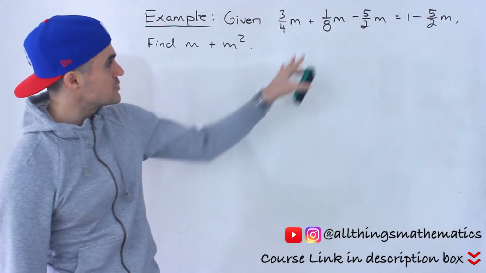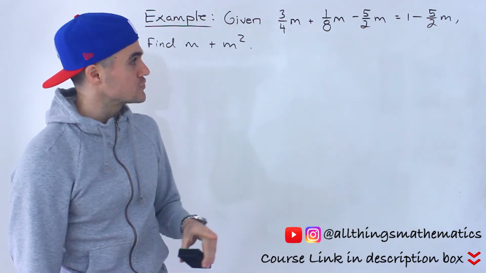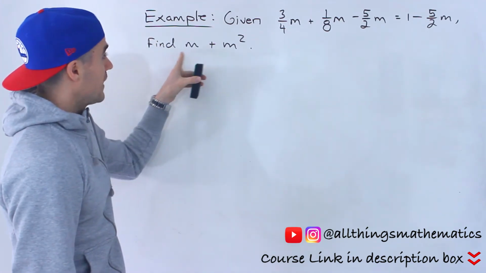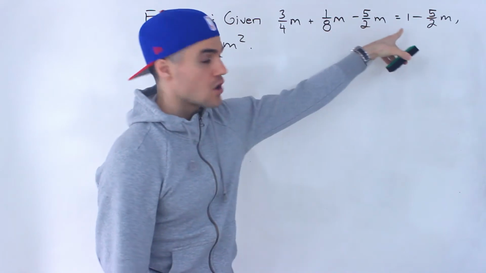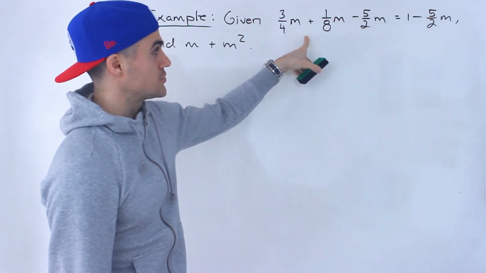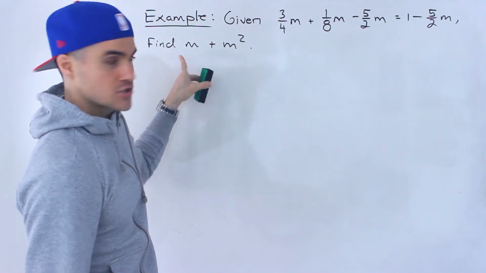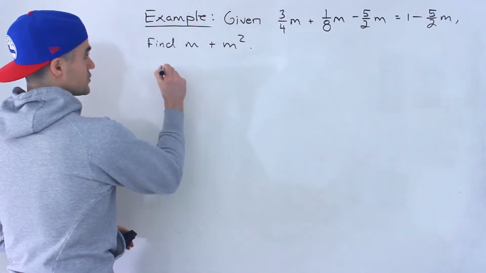Moving on to the next question. Given this equation, 3 over 4m plus 1 over 8m minus 5 over 2m equals 1 minus 5 over 2m, we have to find m plus m squared. So we first have to solve for m in this equation, and then plug m into this expression and find out what that answer is going to be. So let's work with the equation first.